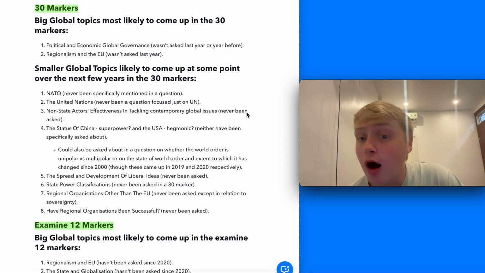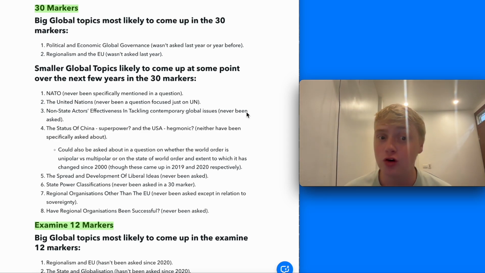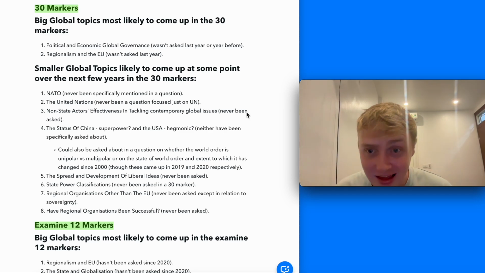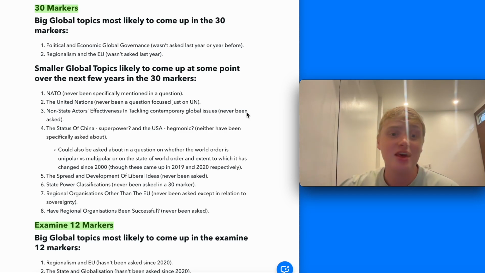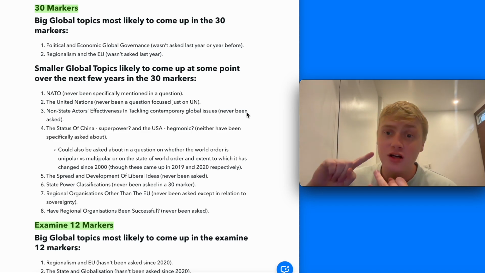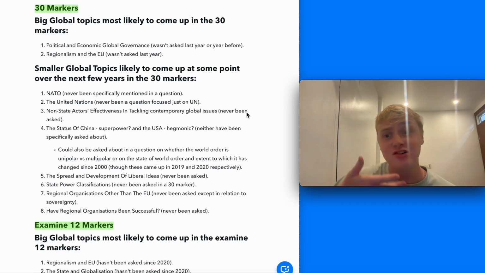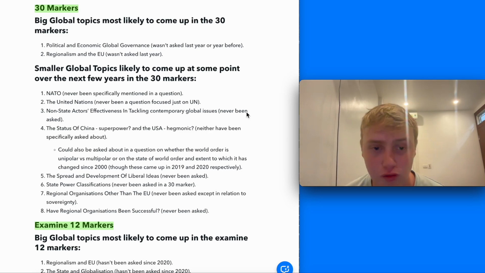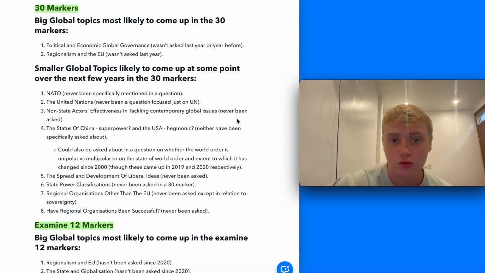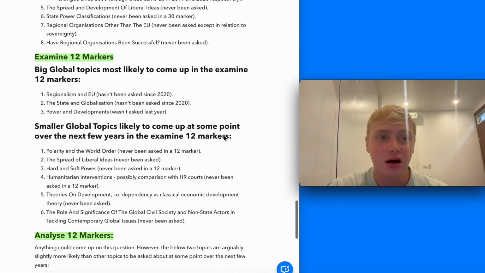Regional organisations other than the EU have never been asked about except in relation to sovereignty. So you could get a question on the extent to which they're successful. The extent to which regional organisations other than the EU are likely to pursue further supranationalism. And of course, there you're looking at the African Union, ASEAN, and the Arab League. And also potentially it could be asked about whether they're successful. Have regional organisations been successful? So a lot of these questions have never been asked.